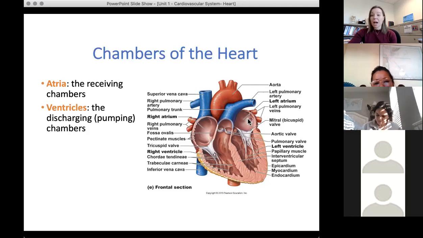And the name tells you exactly where it is. Inter means between, and atrial refers to the atria. The other portion of the septum is the part that you can see. It's down here. It's called the interventricular septum. So again, inter means between, and ventricular is referring to the ventricles, which are these two chambers here. So interventricular septum is in between the two ventricles, which are here.